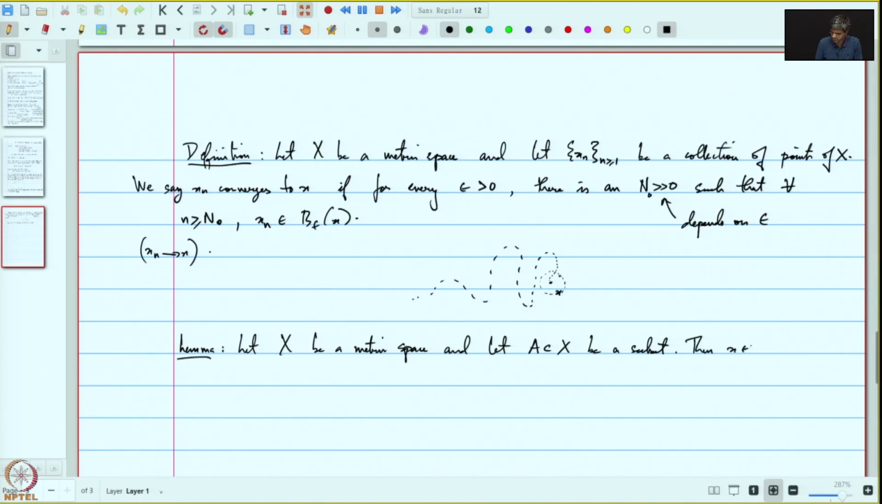Then x is in the closure of A if and only if there is a sequence xn converging to x and xn belongs to A. So x is in the closure of A if and only if there is a sequence in A which converges to x.